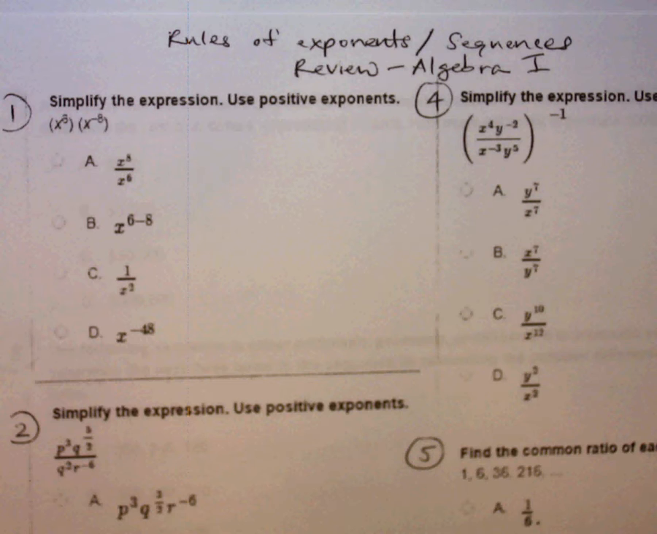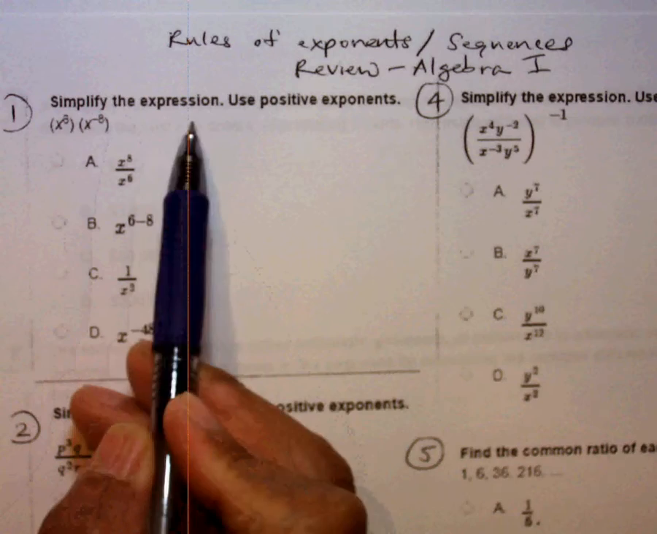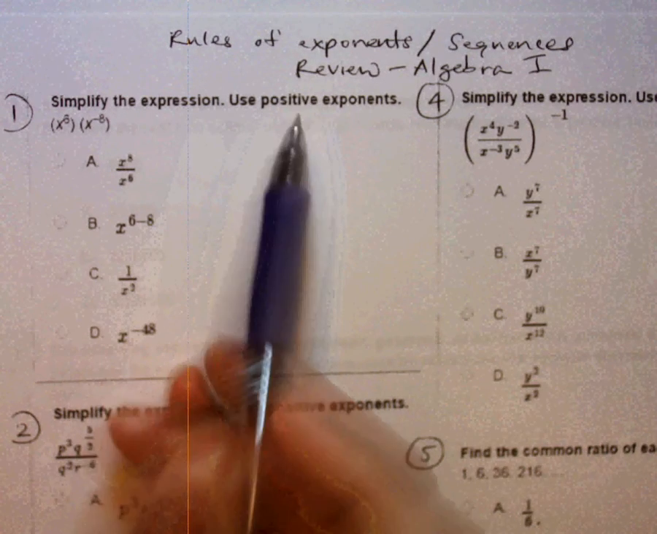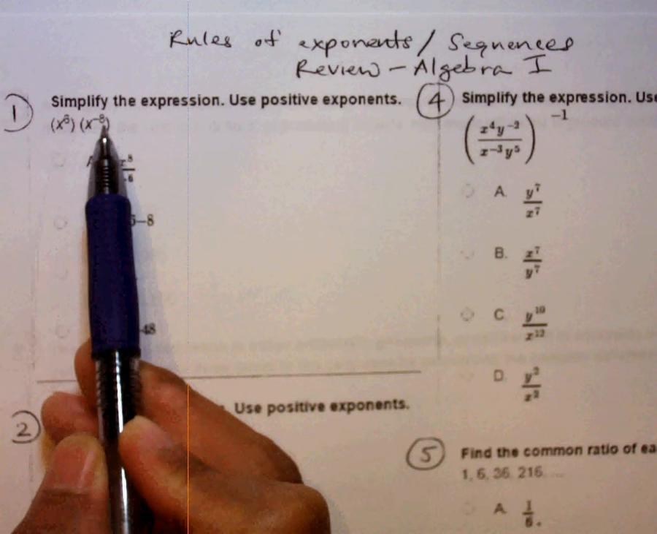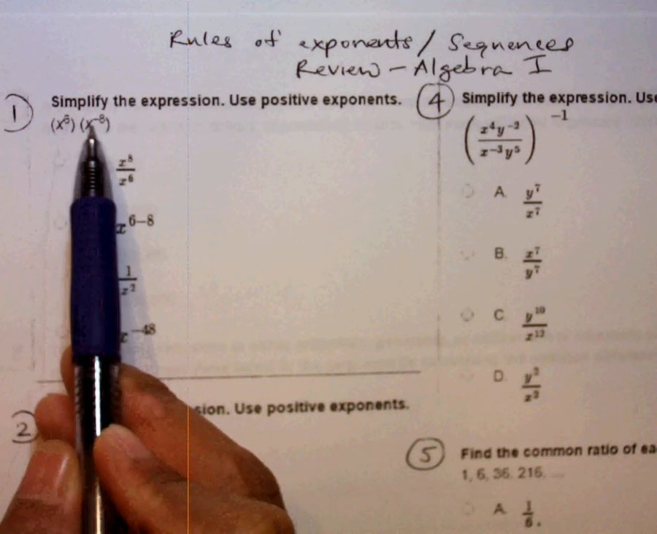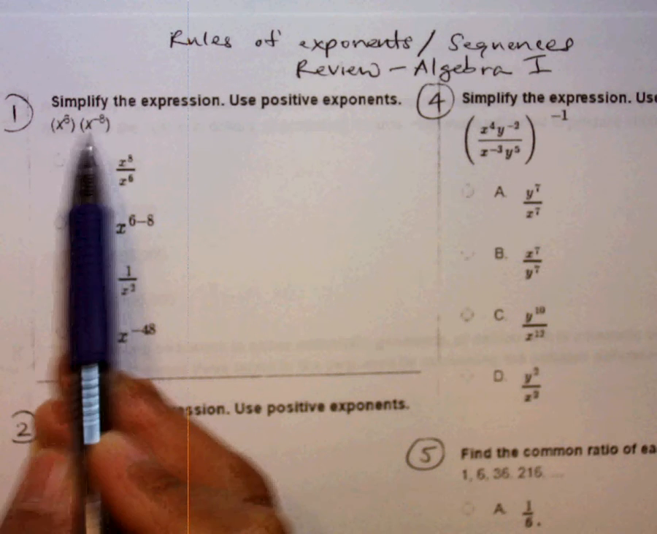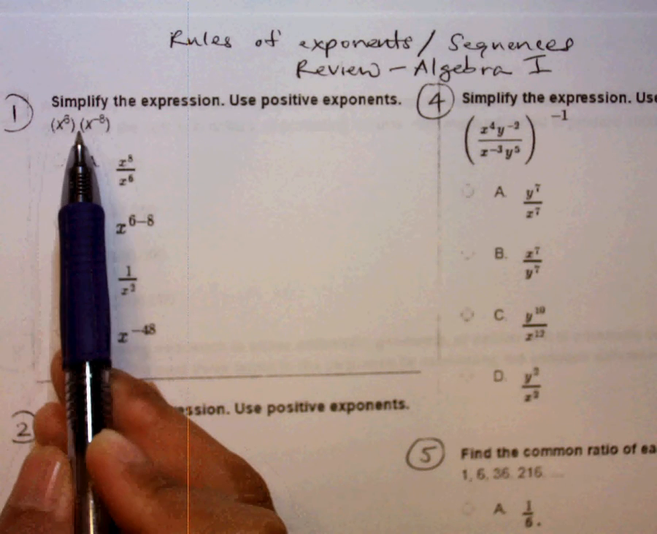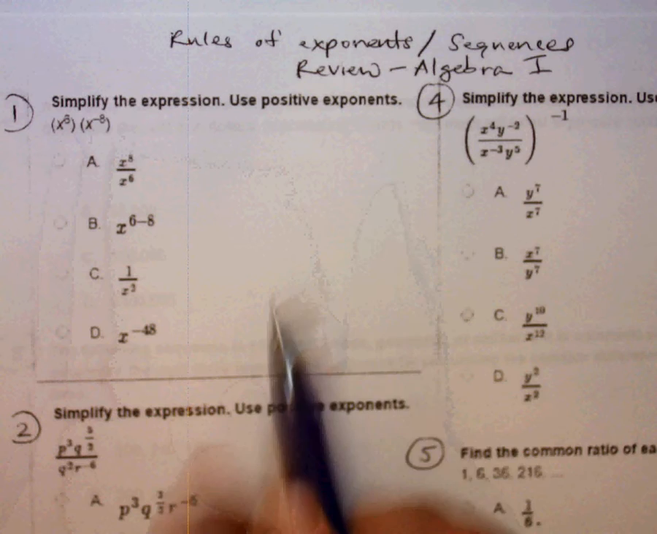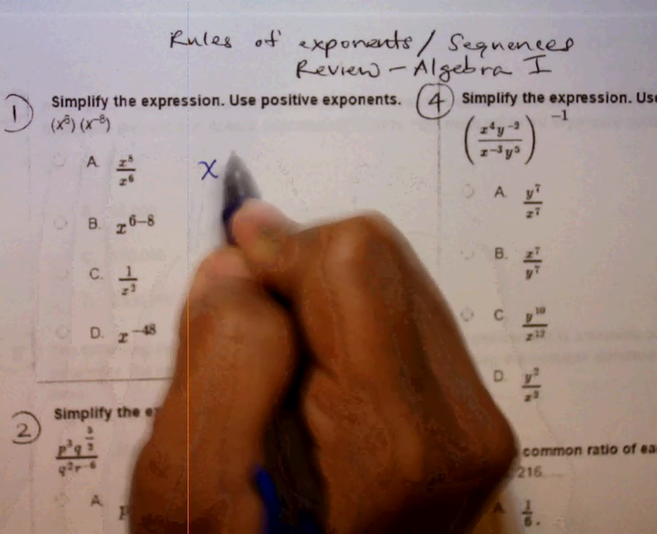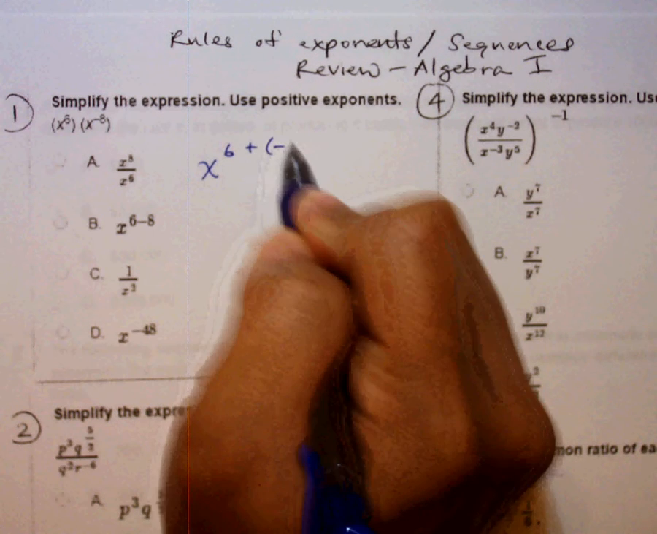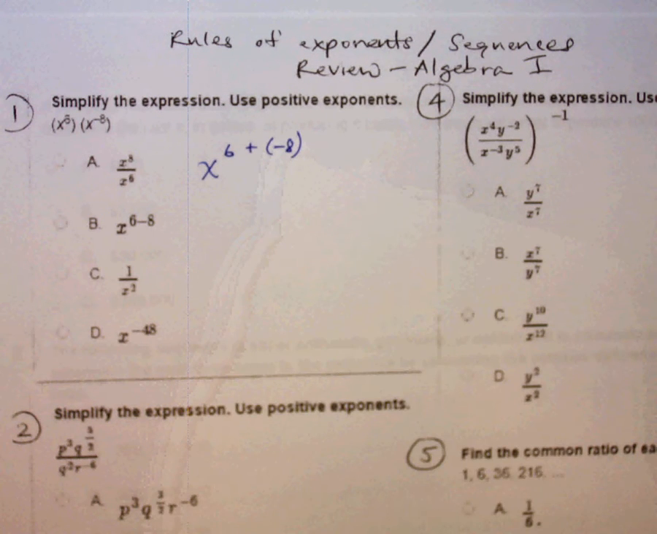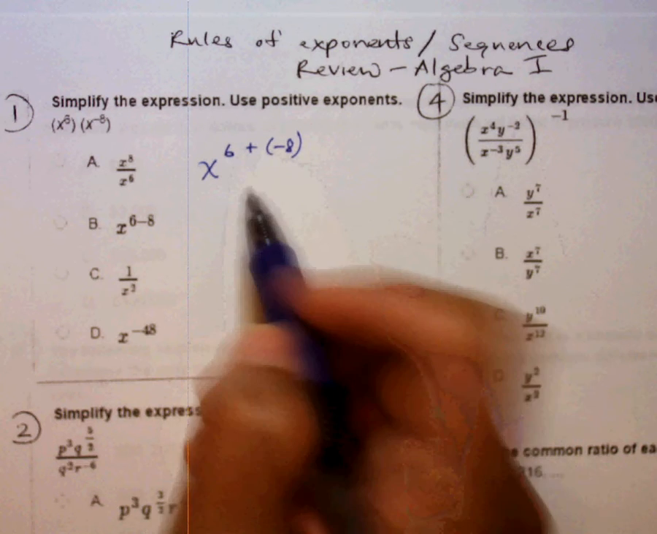So I want to start with the first one. Simplify the expression and use positive exponents. X to the 6th power times x to the negative 8th power. The rules of exponents say that since you're multiplying the same base with different exponents, you're going to add the exponents together. So you have x to the 6th power plus a negative 8th power. Then you add these together, so this becomes x to the negative 2 power.